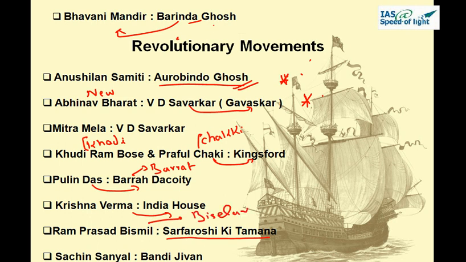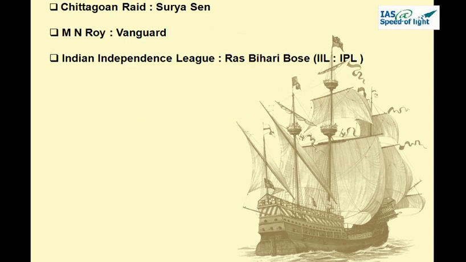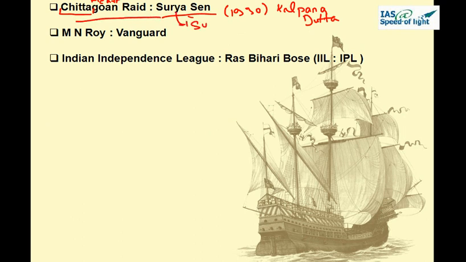Sachin Sanyal wrote Bandi Jeevan. Sachin Sanyal becomes Sachin Tendulkar. So he went to jail to live like a bandi. Okay, Bandi Jeevan. The Chittagong raid we associate with Surya Sen. It happened in 1930. Chittagong raid, along with Kalpana Datta, we have already referred. Chit is another name for your heart. So Chittagong raid we associate with Surya Sen. Surya is sun.